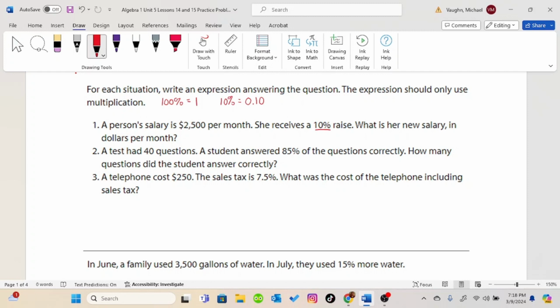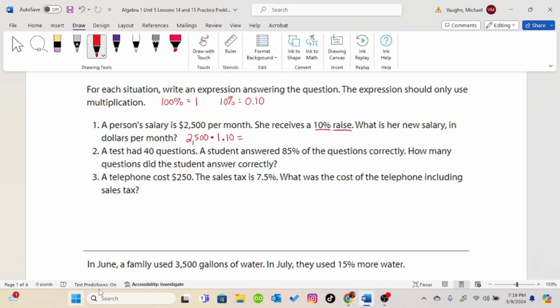Now what's important to understand is this is saying they're getting a raise. So when we write the expression, we would say 2,500 times 1.10. By multiplying by 1.10, this gives us the full amount of their original salary plus the 10% raise.